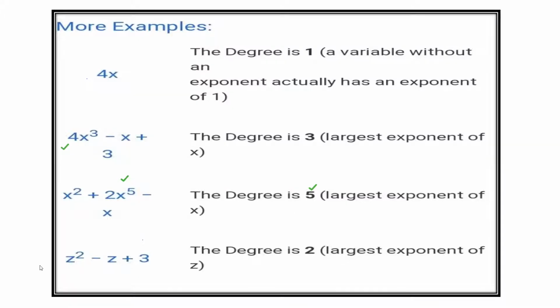Now in this last example, student, z square, z power 1. So which is the highest degree? The degree is 2 because the largest exponent of z is 2. Clear, everybody? What is called the degree? The highest exponent in the expression is called the degree.